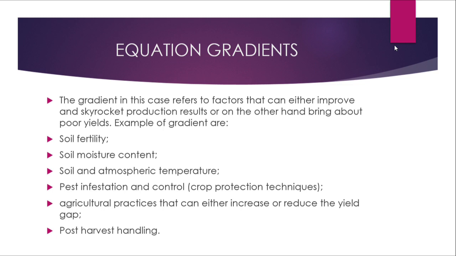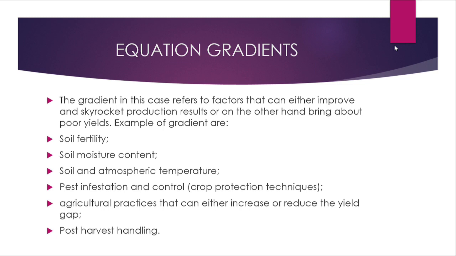Soil moisture content. You don't expect a good result when there is drought. You plant maize and for a month there is no water, and you expect good results. No. These are gradients. So when the soil is wet, when there is moisture in the land, there will be results. Soil and atmospheric temperature. Temperature determines a lot of things about plants and animals. So temperature is another gradient.